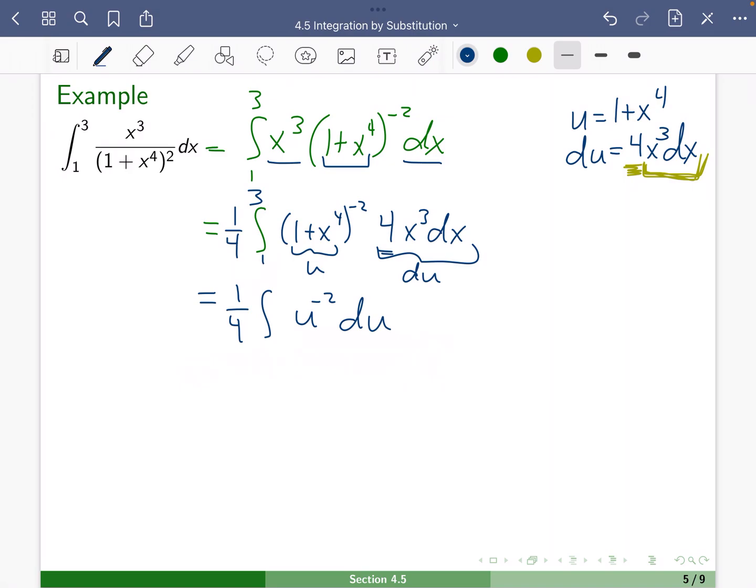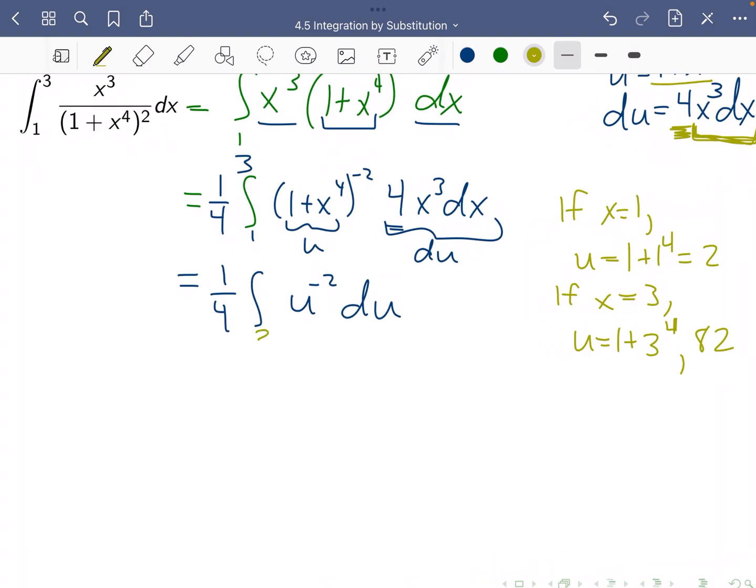We can change them from x values to u values. So over here to the side, if x is equal to 1, what is u going to be equal to? Well, u is 1 plus x to the fourth, so it's 1 plus 1 to the fourth. Our u value is 2. If x is 3, u is 1 plus 3 to the fourth, 1 plus x to the fourth, and so then it would be 82. And so these limits of integration we can change to 2 and 82.